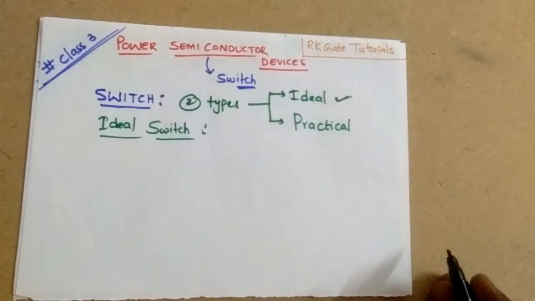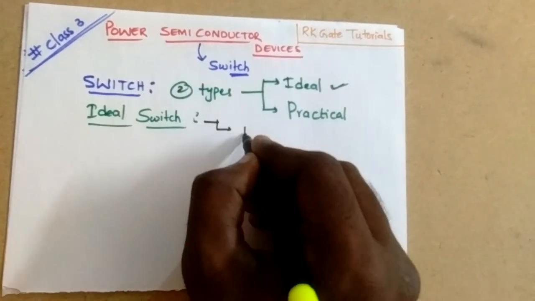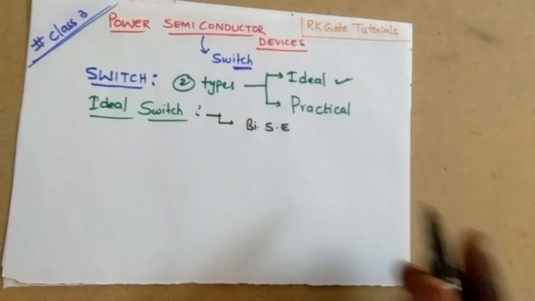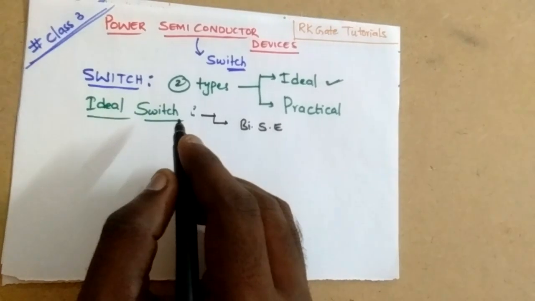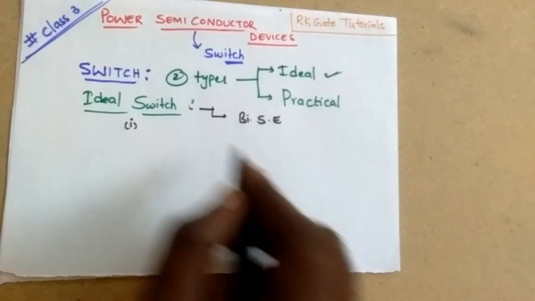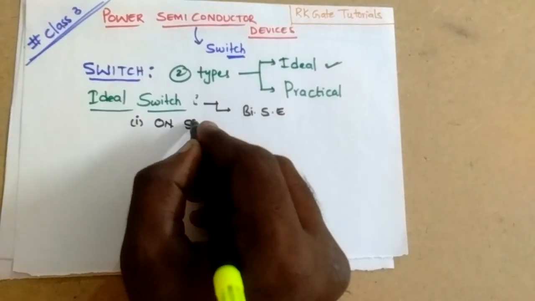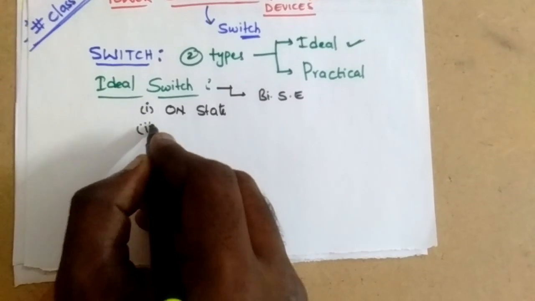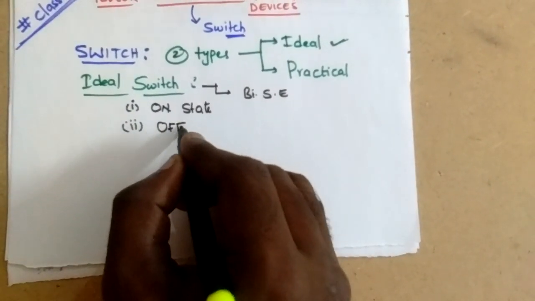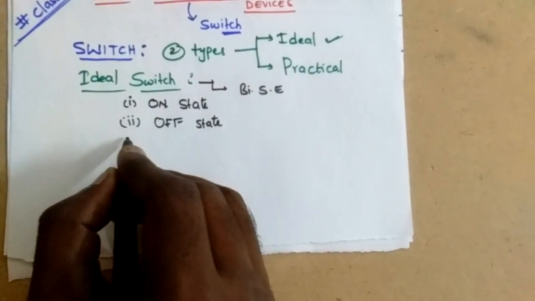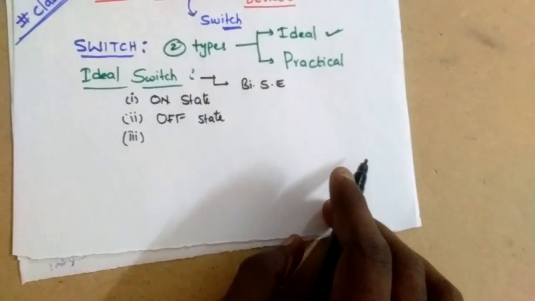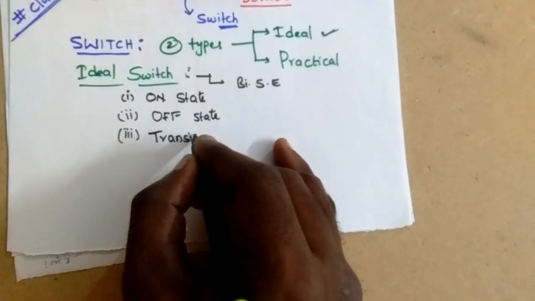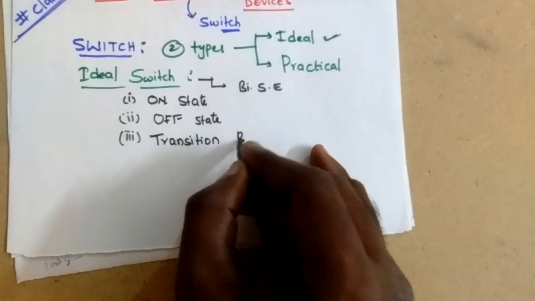So an ideal switch is a bistable element. It is a bistable element which performs on and off operation. We can analyze the ideal switch based on five factors. First one is on state. Second one is off state. Third one is transition state or transition behavior of the switch.